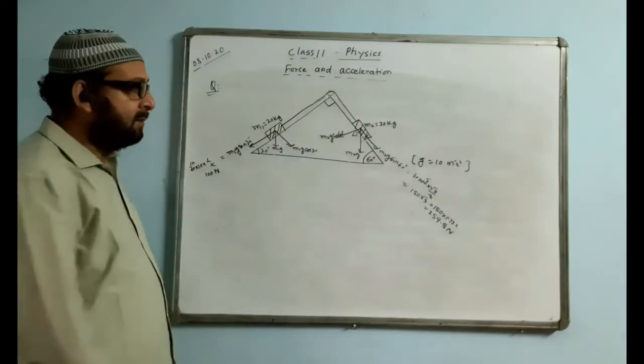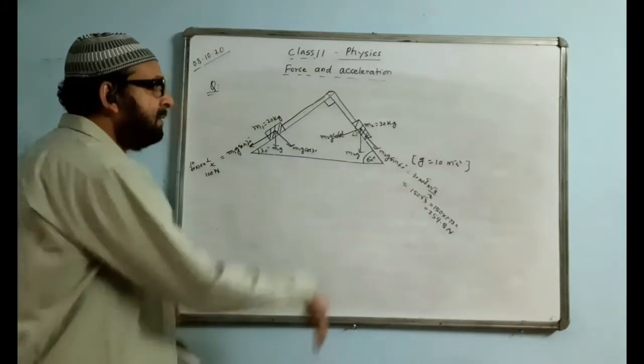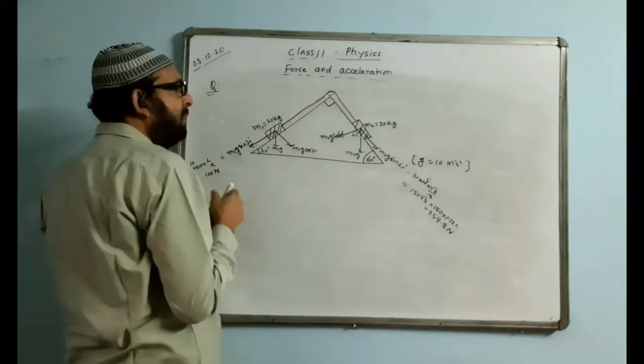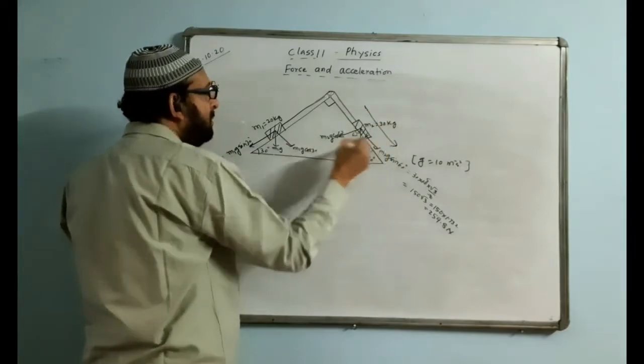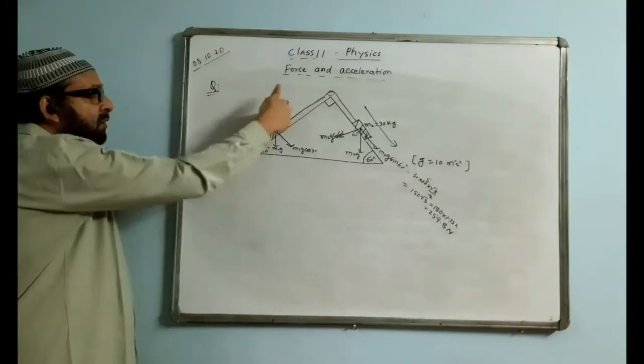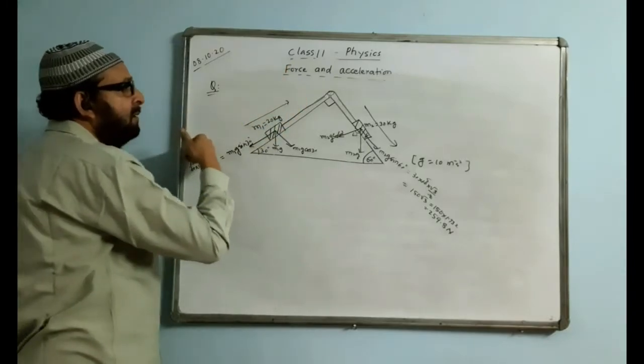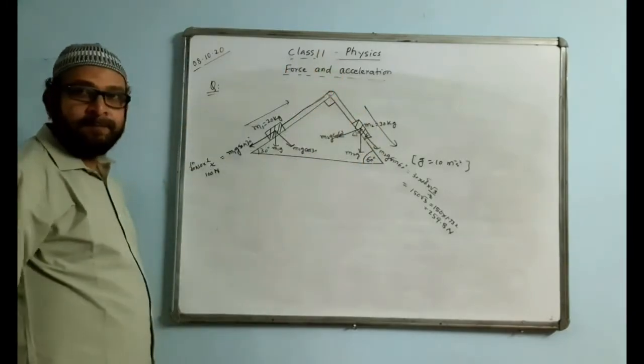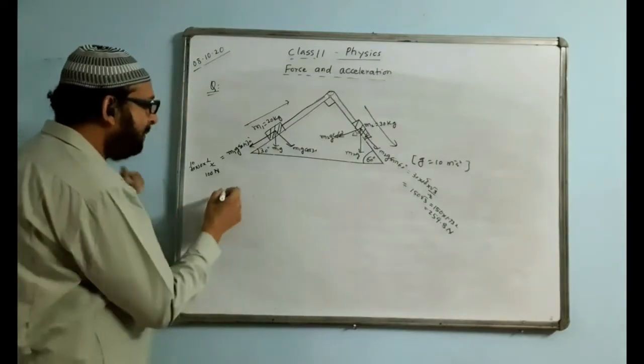Which one is bigger? Definitely this is bigger. That means this side force is bigger than this side force. The motion will take place in this direction. This will go this side and this will go this side. By chance, if this side value were bigger, then motion would take place the opposite way. So that side force is bigger.